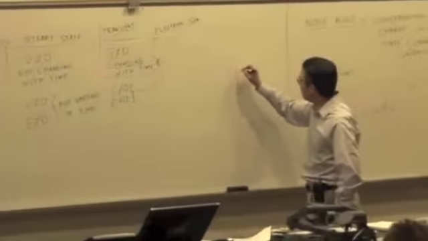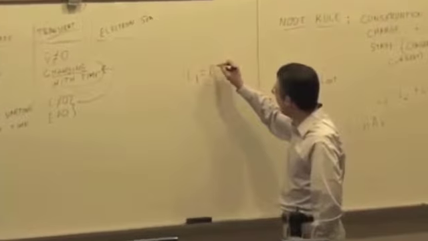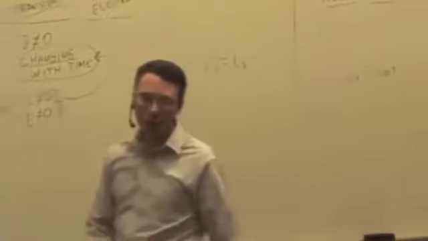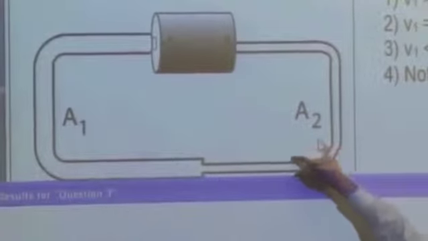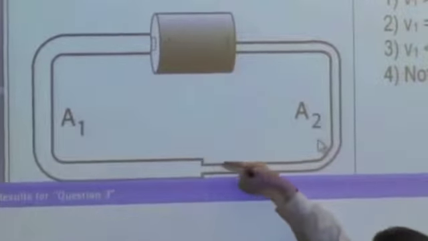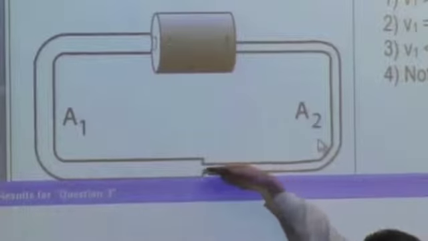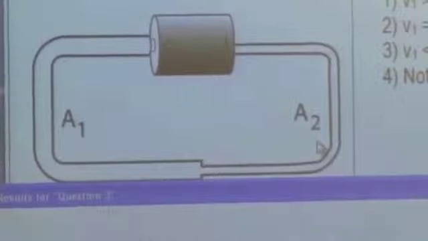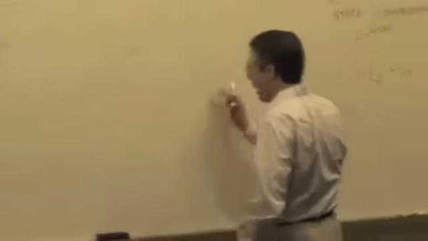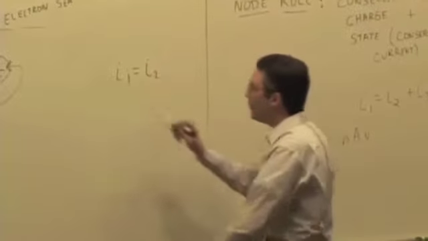We said that in the steady state, the current flowing, which way is the current flowing, first of all? The electrons are moving from the negative to the positive, so the electrons are moving that way, right? So the number of electrons per second flowing out of wire 2 has got to be equal to the number of electrons per second flowing into wire 1. So we can say I1 is equal to I2.